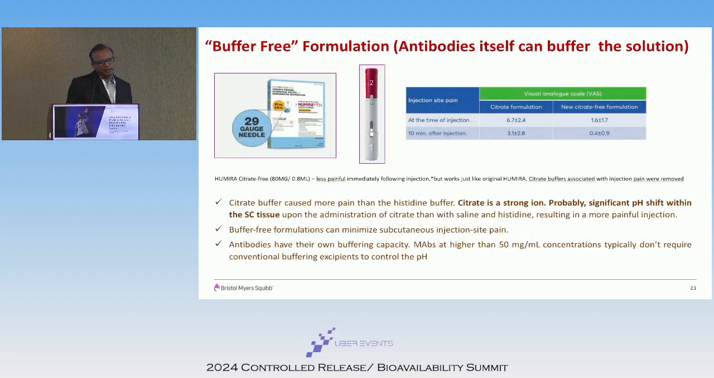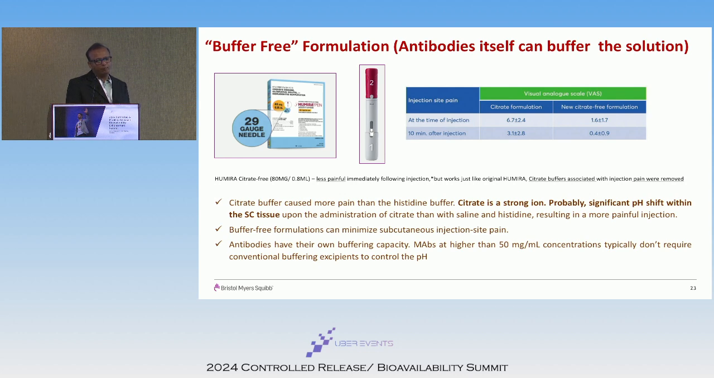This is a great example, one of the products, Humira, which is a blockbuster product. So Humira, when it was first launched, contained the citrate formulation. As you see here from the pain curve, the pain factor, the VAS factor, is very high with the citrate, because citrate is a strong ion, so probably it has an impact through a significant pH shift. So this citrate formulation of Humira is more painful.